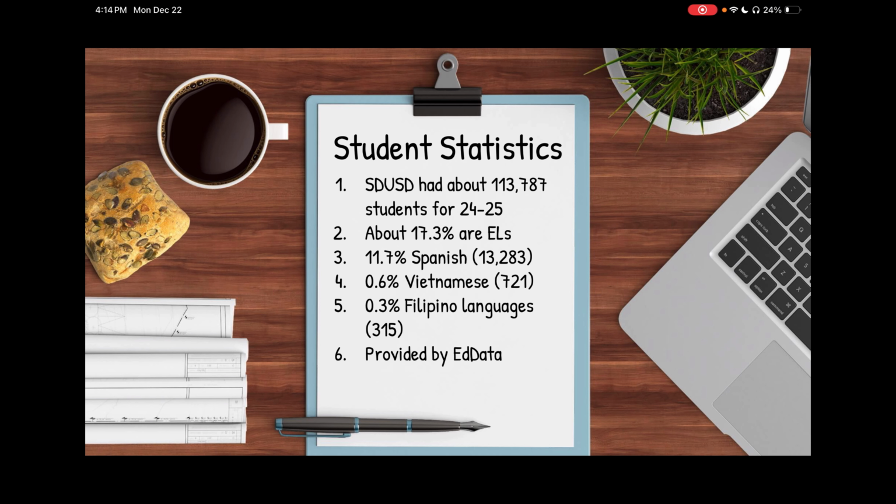Okay, so now that we finished that worksheet, I'm just going to show you guys some student statistics about San Diego Unified School District. So in the academic year of 2024 to 2025, they had about 113,000, almost 114,000 students for that academic year, and about 17.3% of those were English learners, so almost a fifth of the San Diego Unified class that year. About almost 12% of those students spoke Spanish, and then the other percentages were made up of other languages, and this was provided by Ed Data that I do have linked at the end.